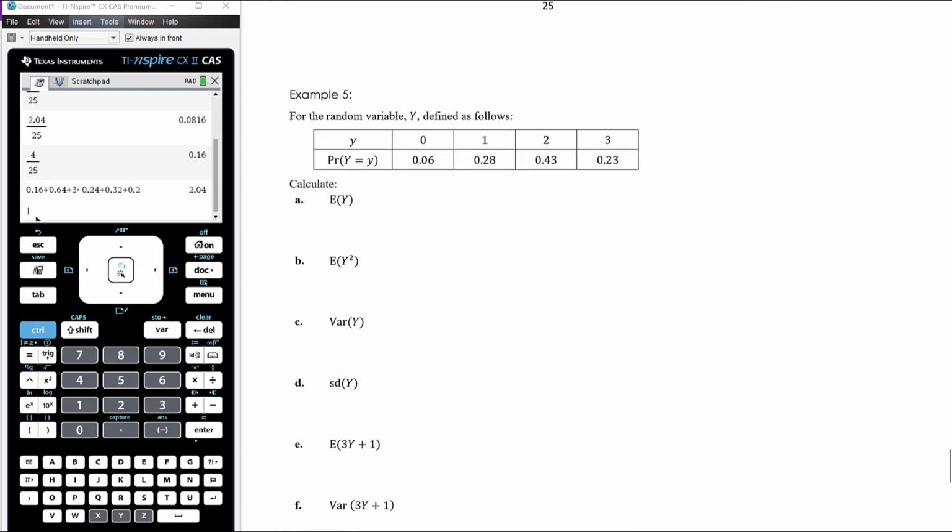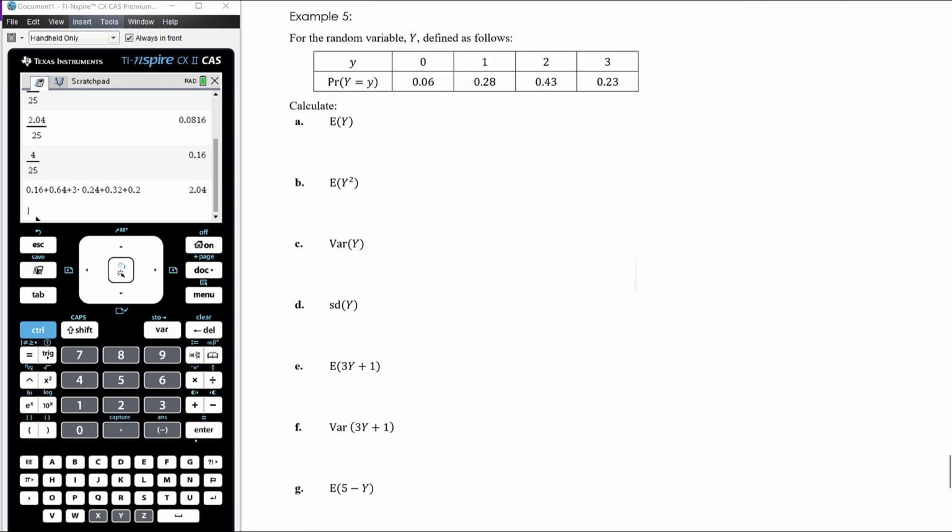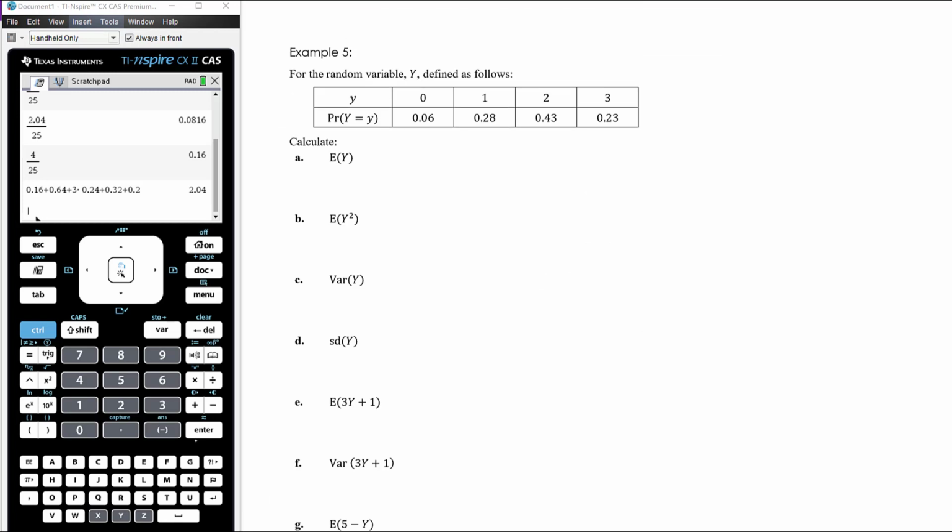Okay, I think this is probably the last example. Yep, one more example here. So for the random variable y, defined as follows, let's put everything together. Let's find the expected value of y, so that is going to be 0 times 0.06, plus 1 times 0.28, plus 2 times 0.43, plus 3 times 0.23.